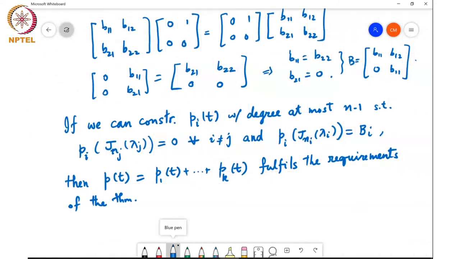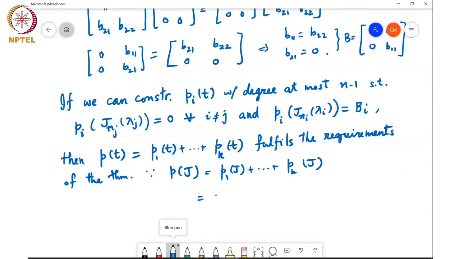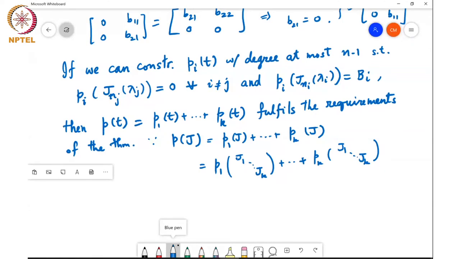I mean that if I consider P of J, this will turn out to be equal to B. Why? Because P of J is equal to P1 of J plus etc. plus Pk of J, which is equal to P1 of, now J is a matrix which is of this block diagonal form J1 through Jk, plus etc. plus Pk of J1 through Jk. And a polynomial of a block diagonal form, you can apply the polynomial inside each of these blocks.